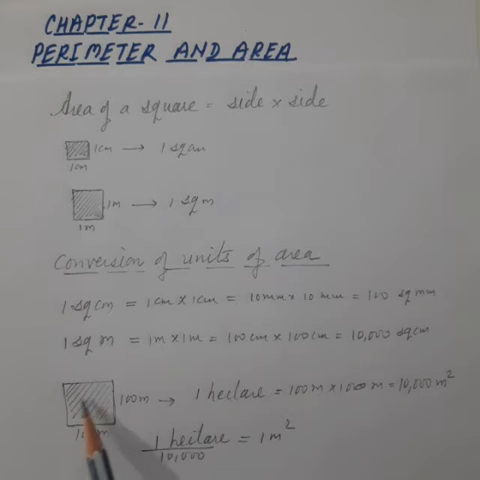The area of a square with side 100 meters is 1 hectare. 1 hectare means 100 meter into 100 meter. That means 10,000 square meters. And if we want to convert square meters into hectares, we have to divide by 10,000.